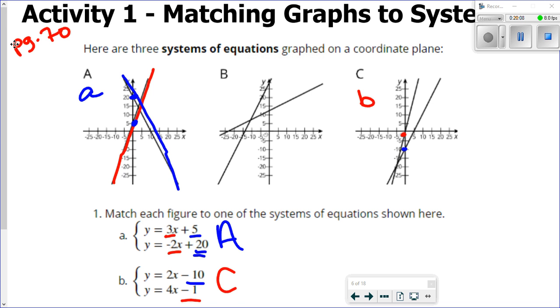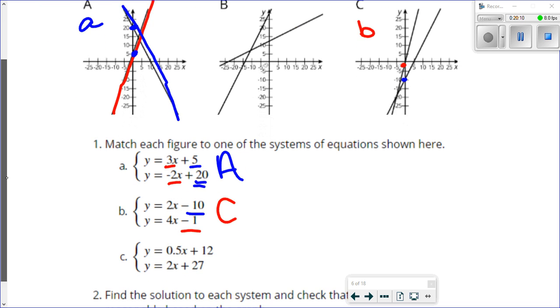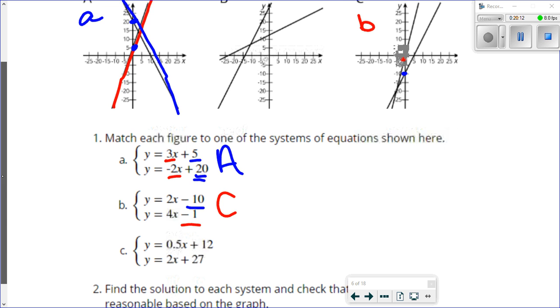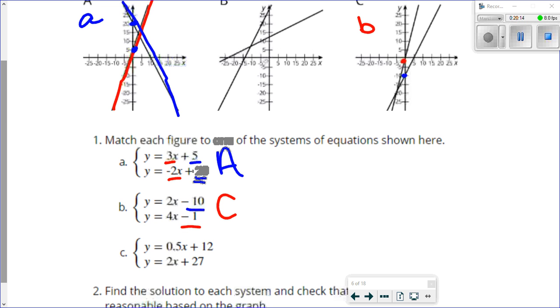So last but not least, that should mean graph B should go with system C. So let's confirm that graph B goes with system C. Again, with that same notion, if I compare my y-intercepts, the first one is at plus 12. So if I go up 12, I see a y-intercept there. My second equation in the system is at plus 27, and it looks like that y-intercept is right there at 27.